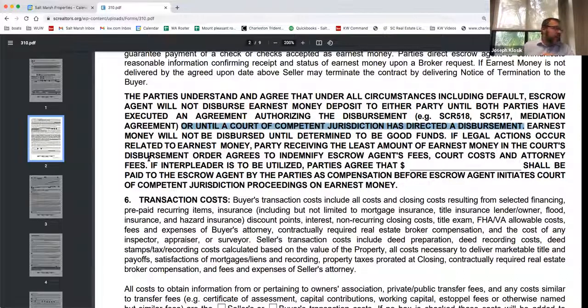If legal action occurs related to earnest money, the party receiving the least amount of earnest money in the court's disbursement order agrees to indemnify the escrow agent's fees, court costs, and attorney's fees. If interpleader is to be utilized, parties agree that a blank amount shall be paid to the escrow agent. So what this is saying is if they go into battle, the person who got the less out of it then has to reimburse. Okay, so it's not just as simple as you just go to court and you fight it out.